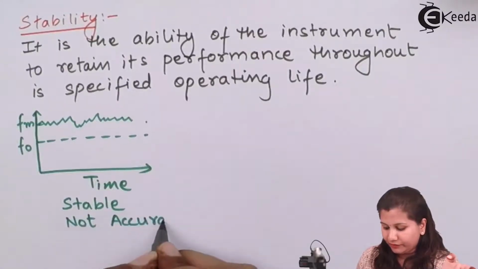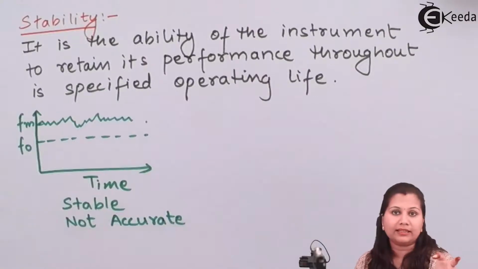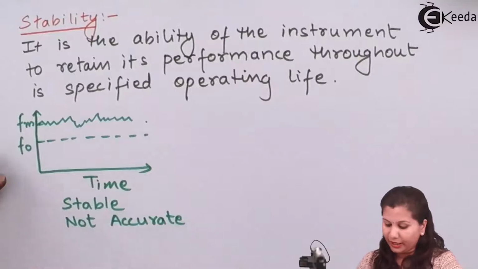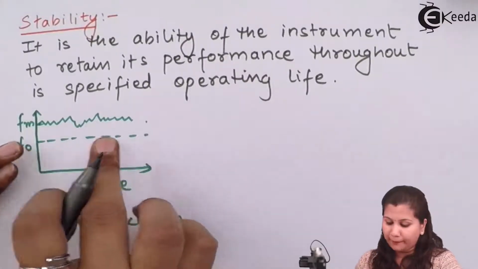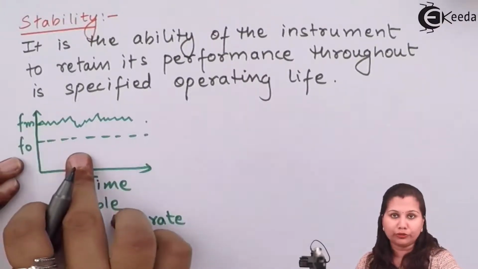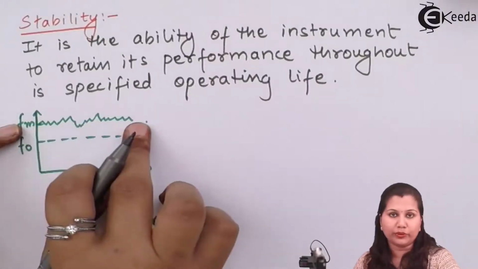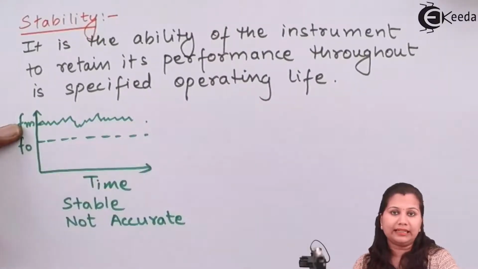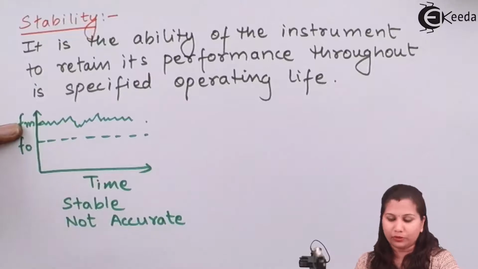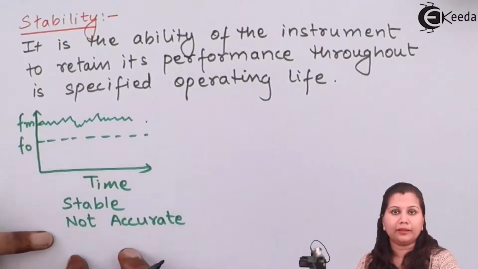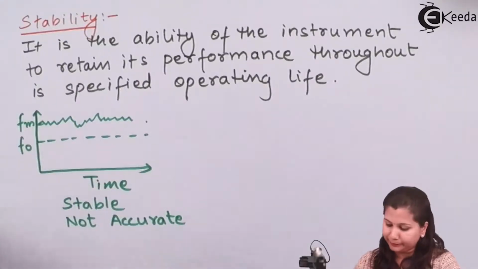Because when we define accuracy, we say that it is the closeness to the true value of the quantity. Now the true value is F naught, but the measured value is not equal to the true value, though all the values are very close to each other. It means the instrument is consistently giving us the same or close readings. So the system is stable, but it is not accurate.